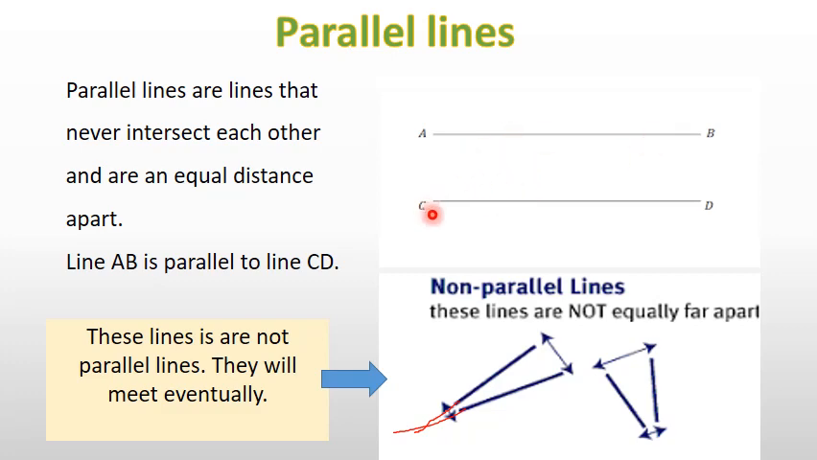We can see here line AB and line CD. If these lines are, for example, moving, you can see they will never meet with each other. Can they meet at any point? No, because line AB will keep on moving forward and line CD will keep on moving forward. They can never meet. And one more thing, the distance between them, the gap between them, always remains the same. The gap would neither increase nor decrease. It would always remain the same. So these are actually parallel lines. Line AB and line CD are parallel. Parallel lines are lines that never intersect each other and are an equal distance apart. That means the gap between them always remains the same.